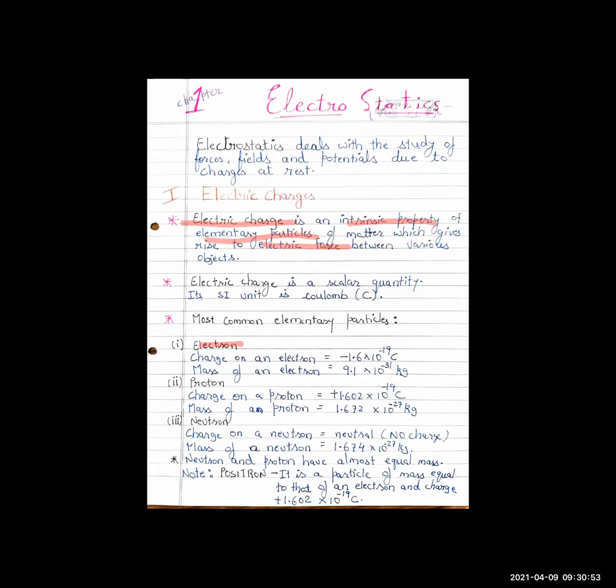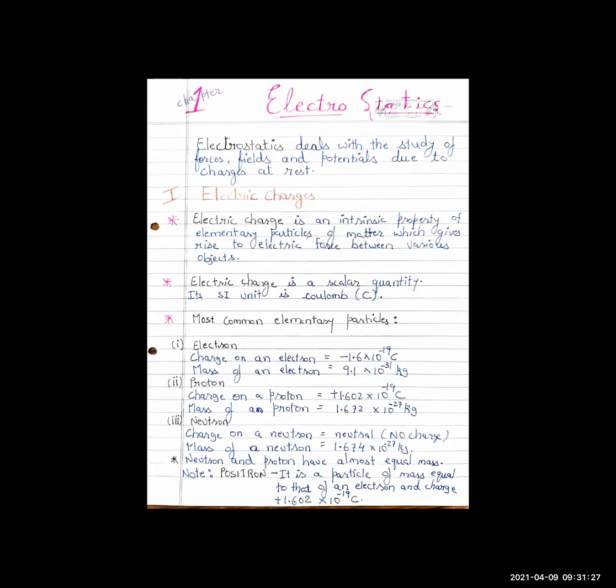Now, electric charge, we know, is a scalar quantity and its SI unit is coulomb. And when you write coulomb, it should be written with a small c, coulomb. And if you want to mention its symbol, instead of writing the entire coulomb, you can just write capital C for it. Now, let's move towards the elementary particles. So, we know the atom consists of electrons, protons and neutrons. So these are your elementary particles.